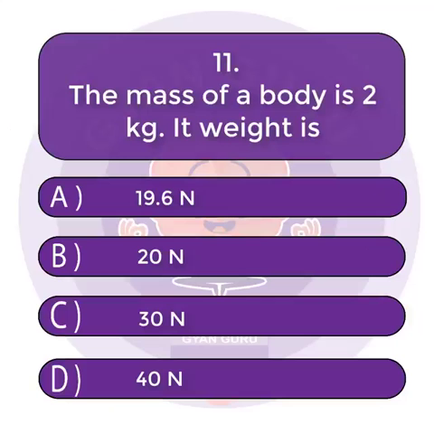Question 11. The mass of a body is 2 kilograms. Its weight is: A. 19.6 N, B. 20 N, C. 30 N, D. 40 N.